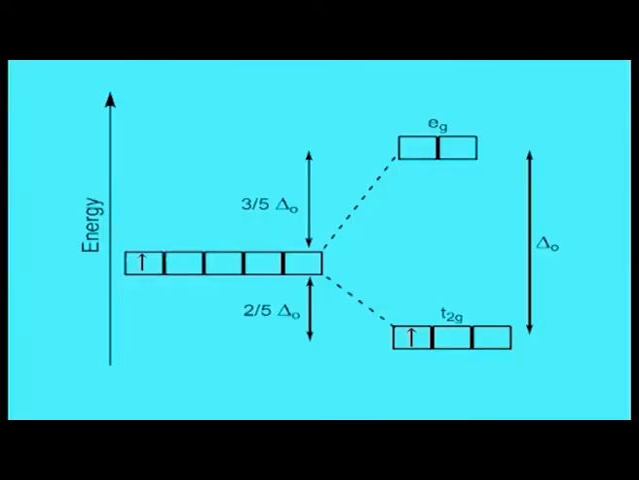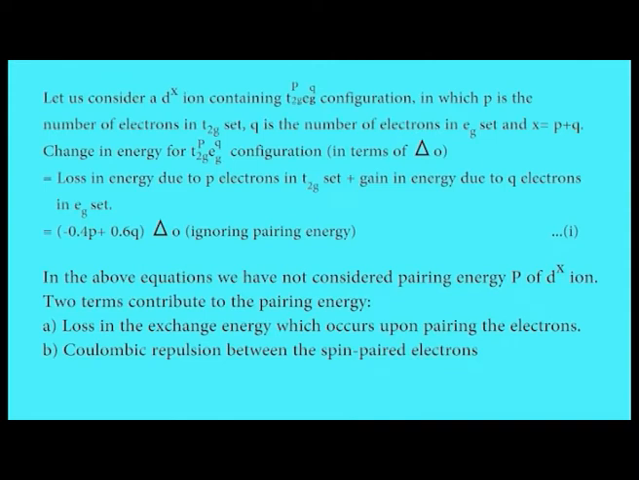Let us consider a dx ion containing t2g^p eg^q configuration, in which p is the number of electrons in the t2g set and q is the number of electrons occupied in the eg set of orbitals. So, x is equal to p plus q. The change in energy for the t2g^p eg^q configuration in terms of delta O is equal to the loss of energy due to p electrons in the t2g set plus the gain in energy due to q electrons in the eg set, that is equal to minus 0.4p plus 0.6q delta O.